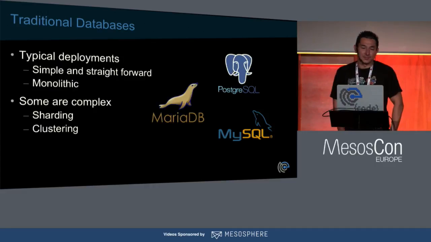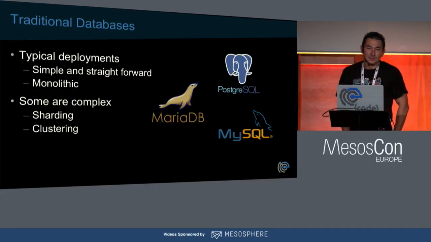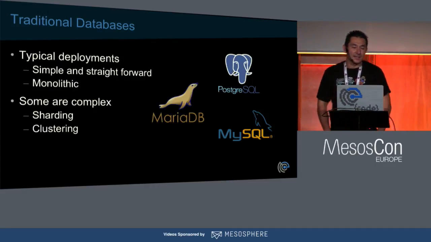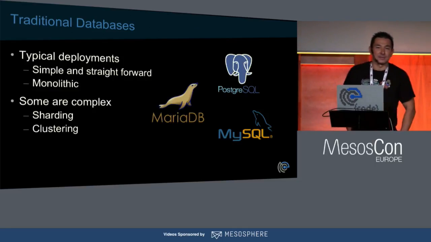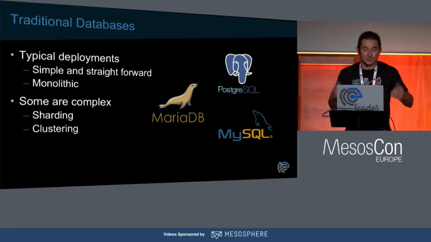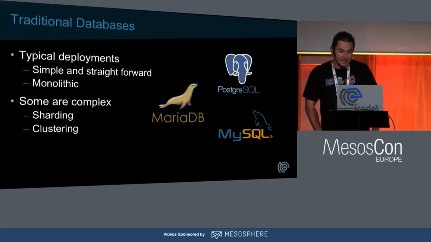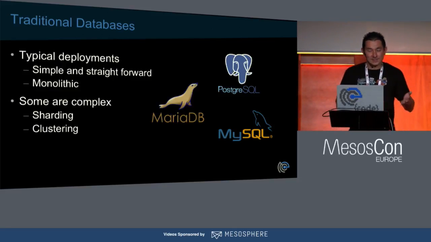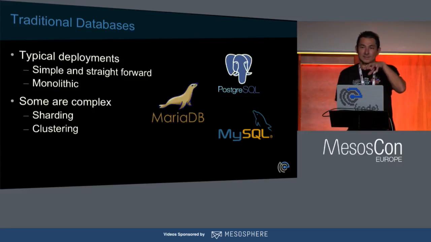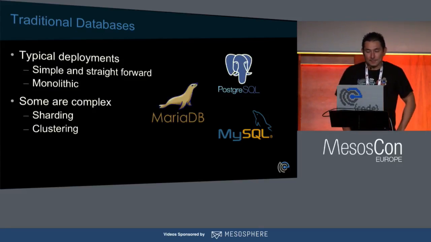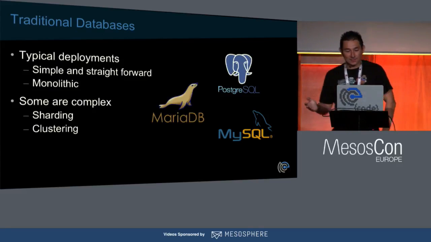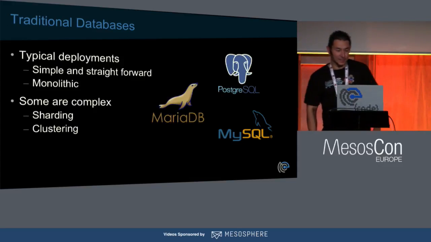So when it comes to traditional databases, they tend to be simple and straightforward, at least the majority of deployments for Postgres, MariaDB, and MySQL. And because they're simple and straightforward, they tend to be monolithic, right? It's a single instance with a single collection of databases, but they're all tied to one instance that's living within a container.